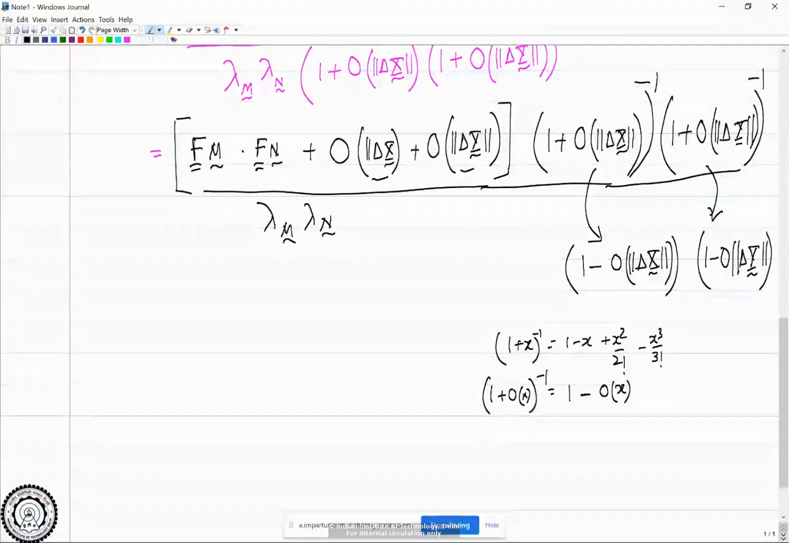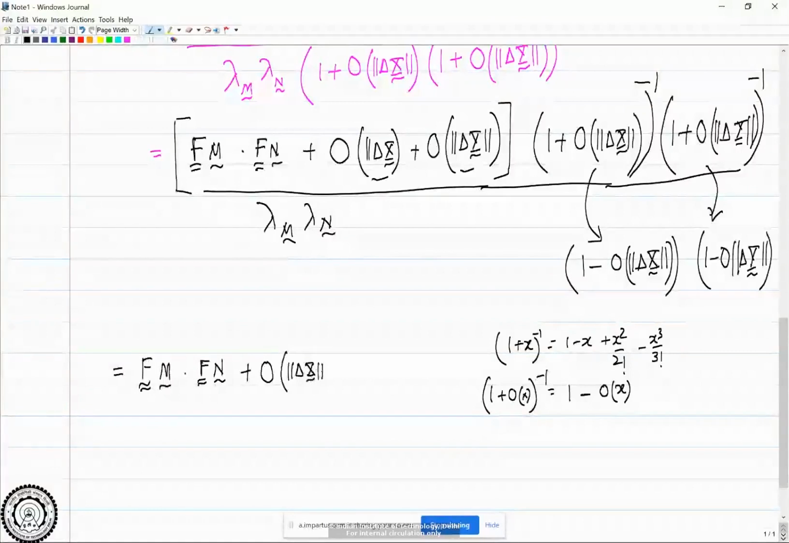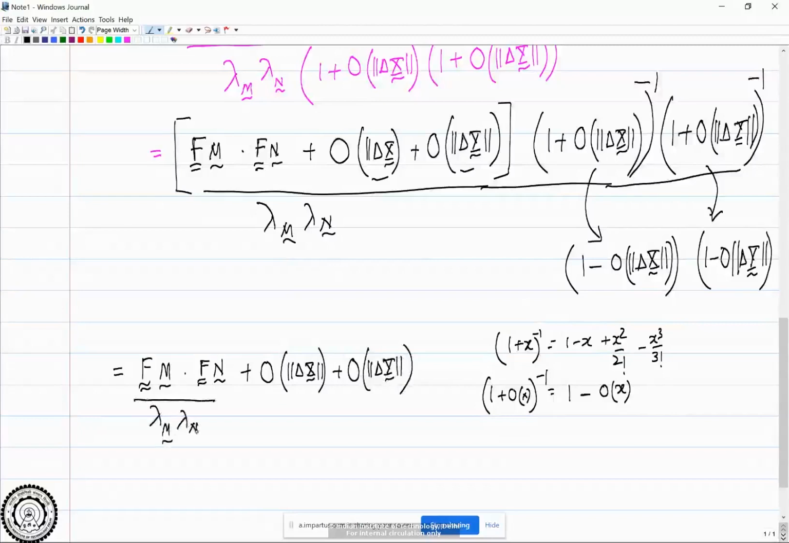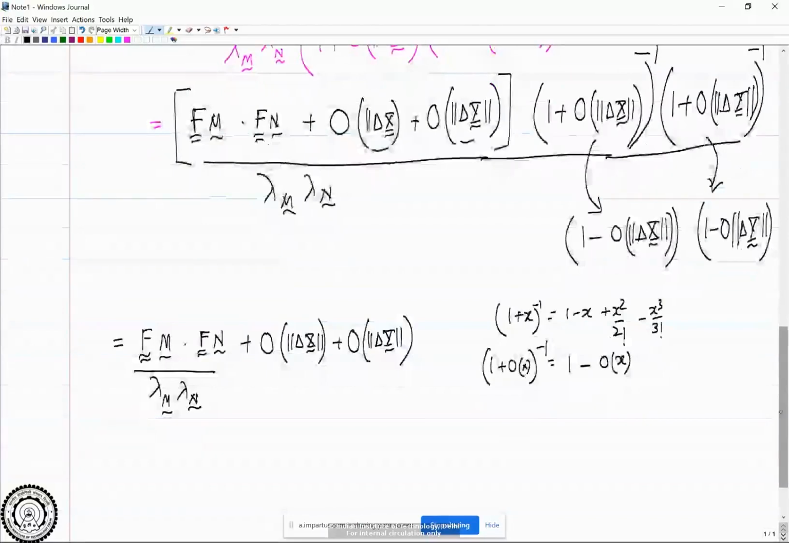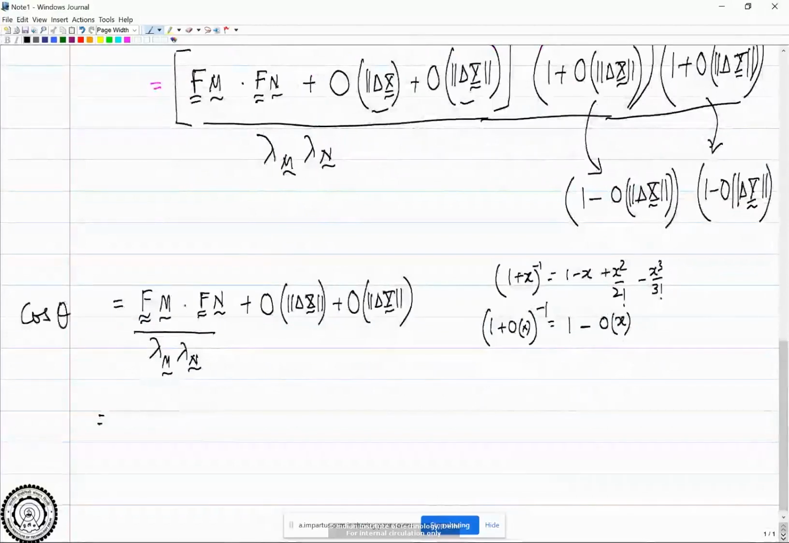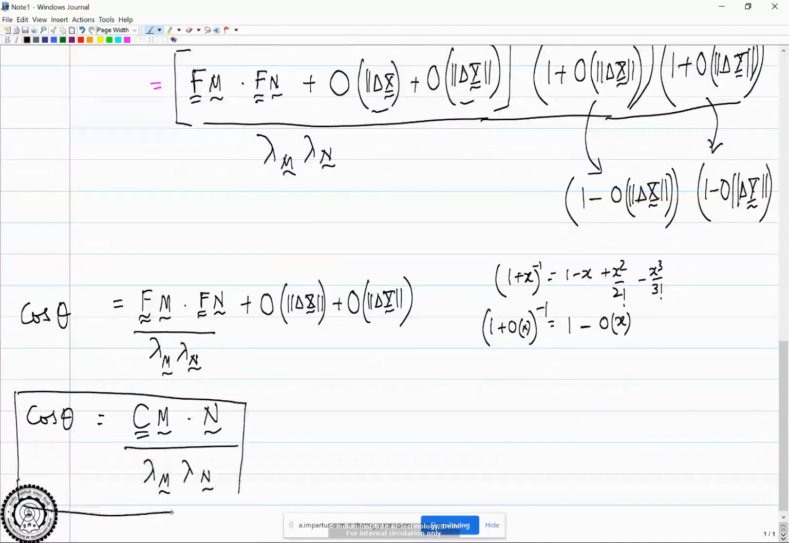Now you multiply everything, you see that this is simply F m dot with F n plus the same thing that's written there, big O delta x plus big O delta y. So everything gets engulfed in the numerator, and then you have to divide by lambda m lambda n. So that division comes here, and the rest remains as it is. So this is the formula for cos theta, by the way. So cos theta finally is F m dot with F n divided by lambda m into lambda n, and theta is the deformed angle.